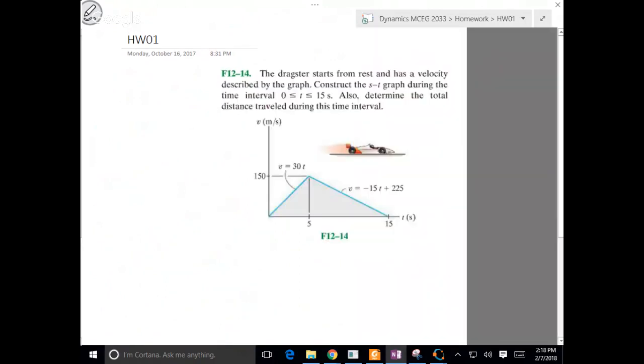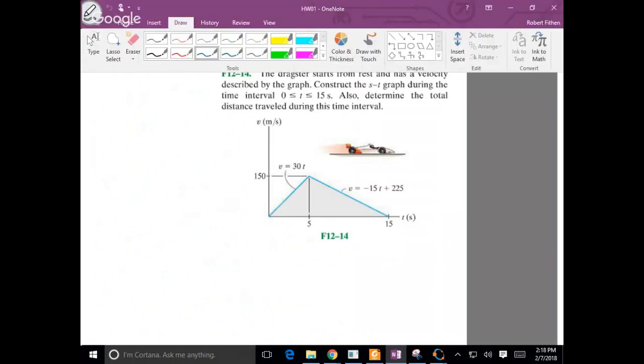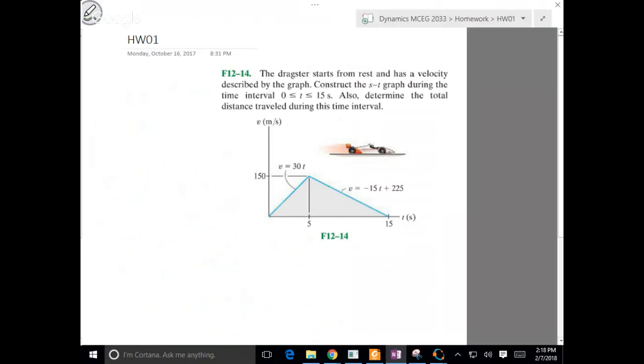Okay, here's another VT. Dragster starts from rest. Construct the ST during the time. Okay, S and T. And that's it, right? Oh, wait a minute. Yeah, so he's just asking for the S and T.